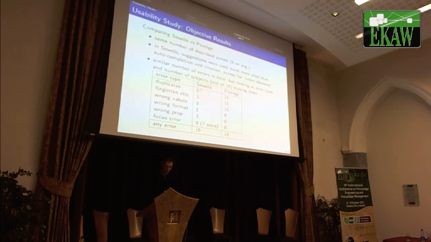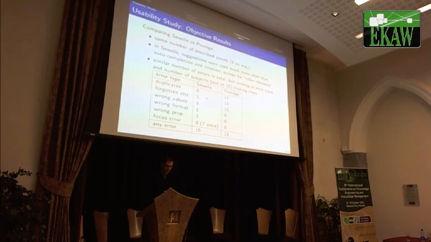So the most interesting result here is that about duplicates, because there is the ability to create new entities about characters or objects that are found on the panels. And it appears that in SeeWillis, no subject introduced duplicates, unlike in Protégé, where 11 out of 18 subjects introduced one or several duplicates. So this is a key distinction between the two.